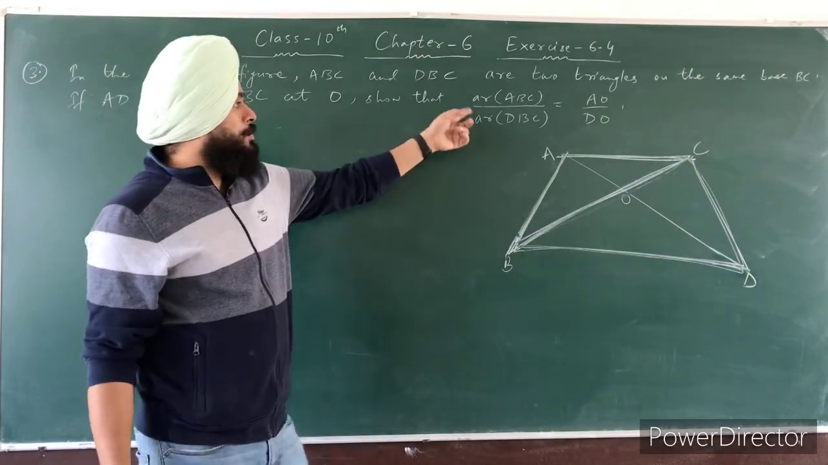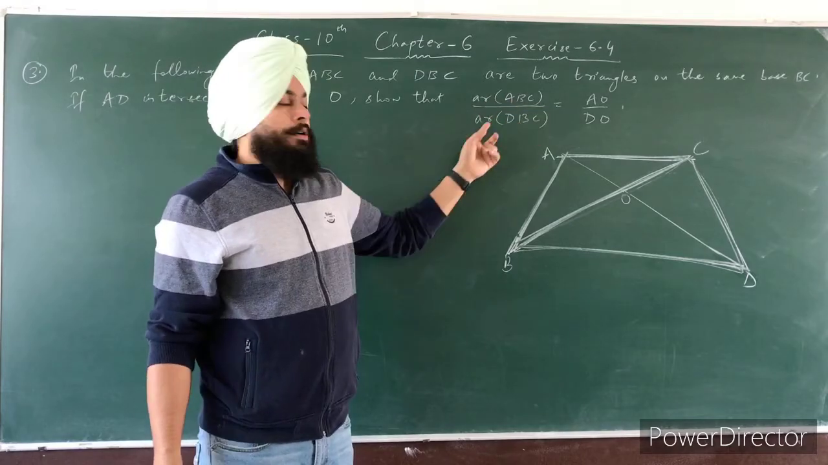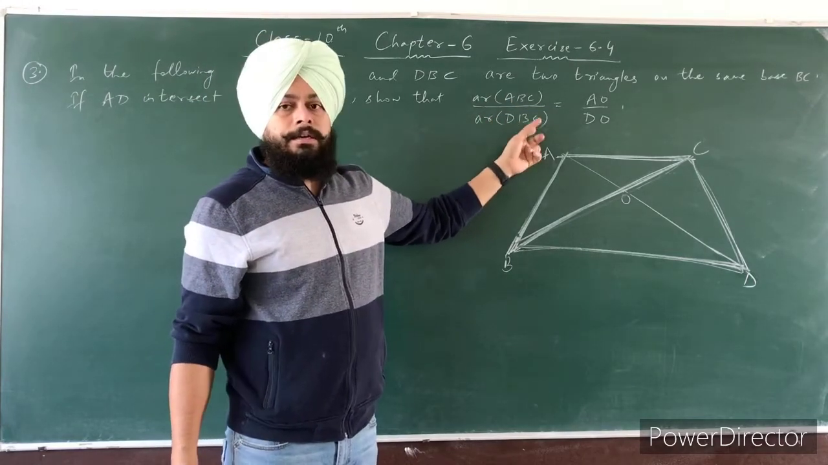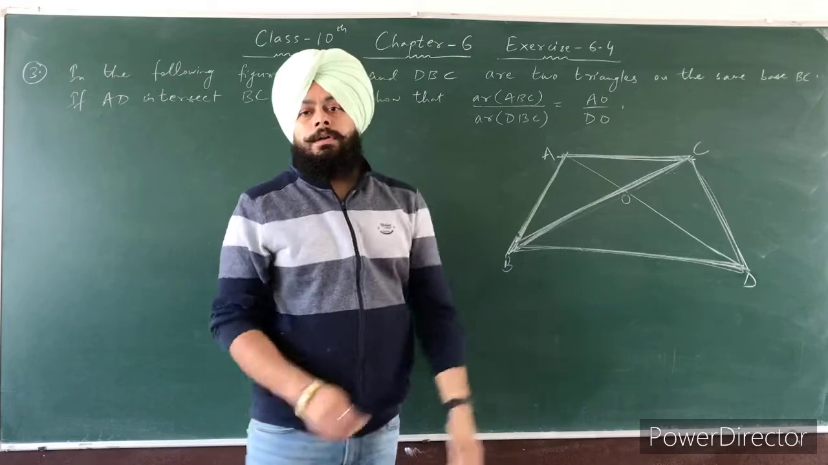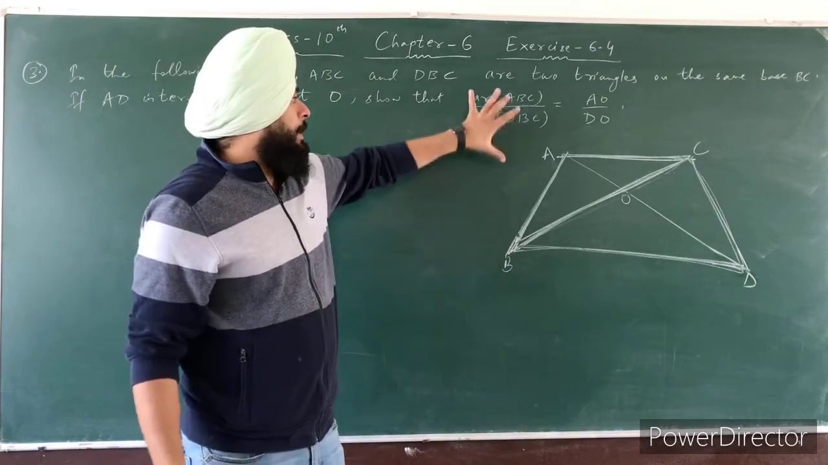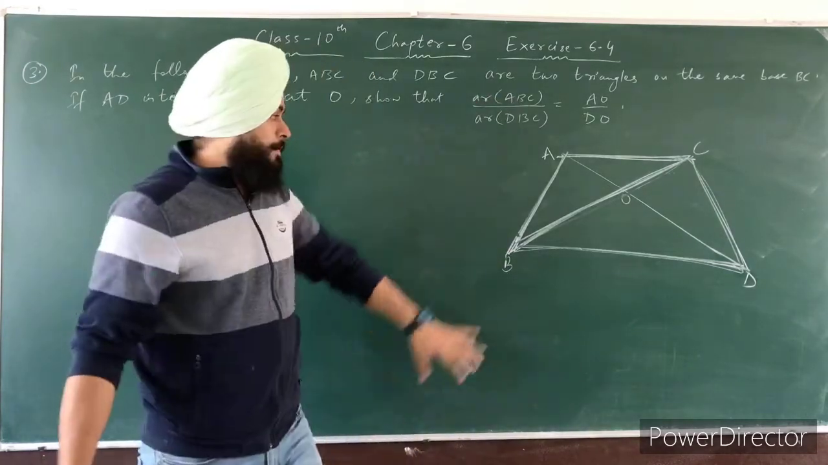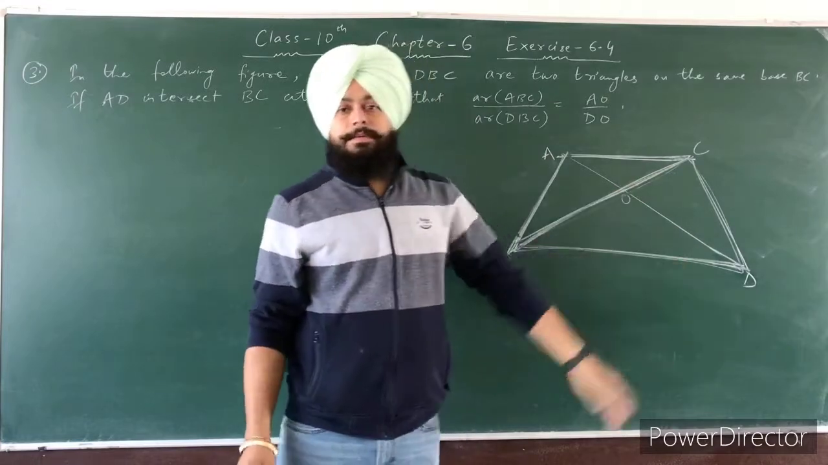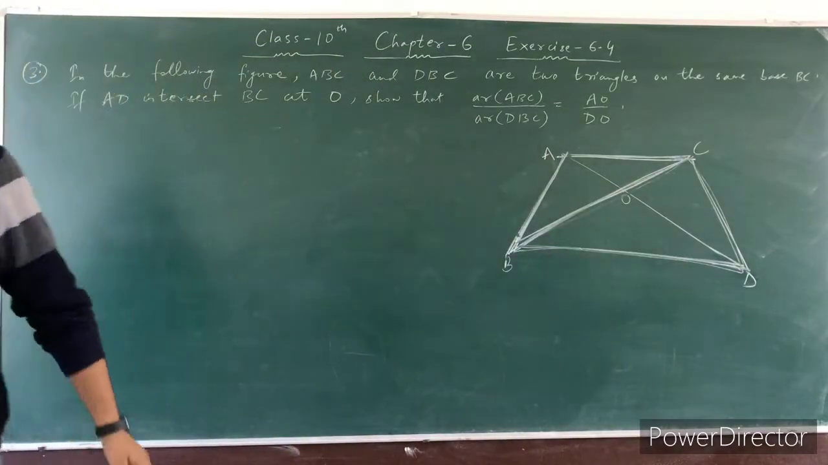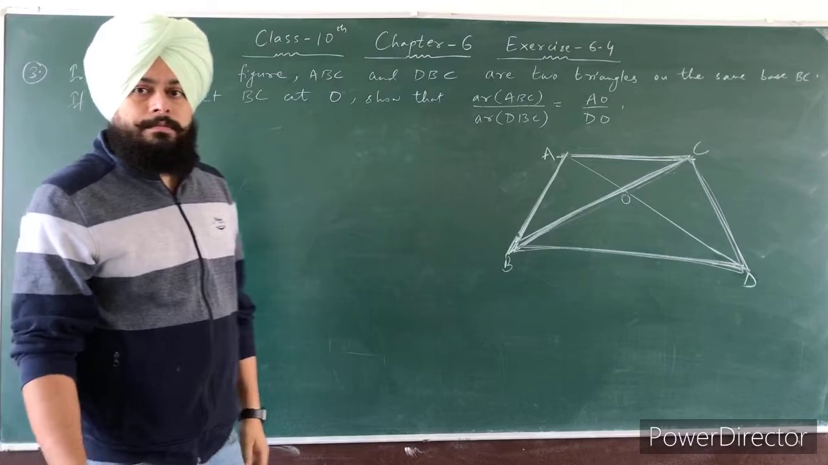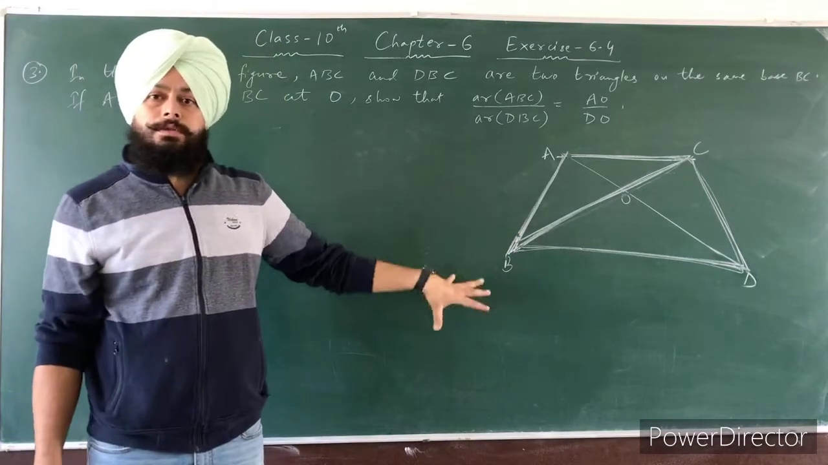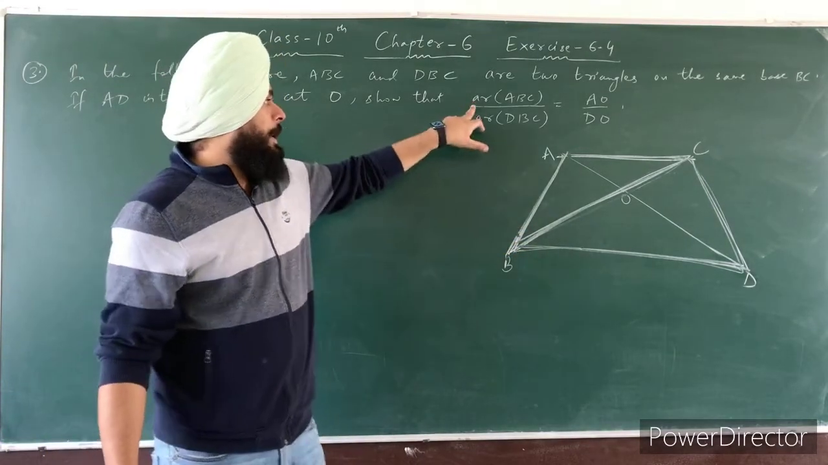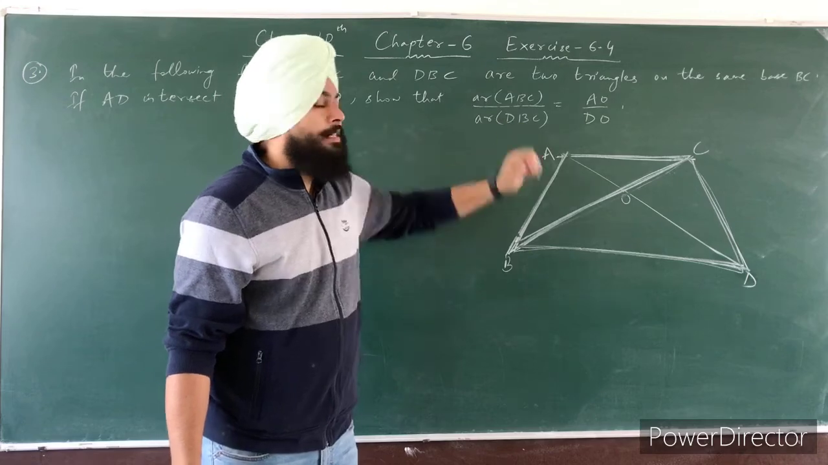So we have to find the ratio of the area of ABC over area of DBC, which is equal to AO over DO. So we have to find the ratio of the areas of these two triangles, ABC and DBC. So first we have to prove these two triangles similar, because similarity is not given in this question. So first we have to prove triangle ABC and triangle DBC similar.